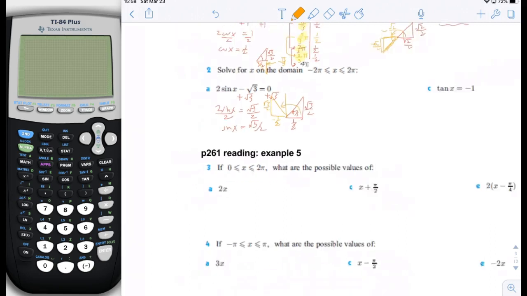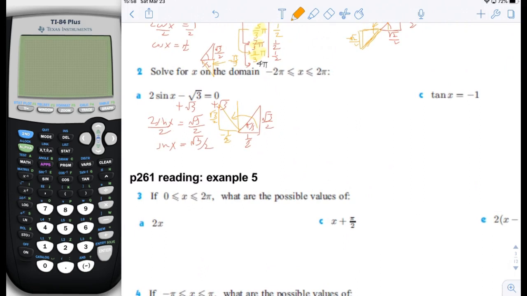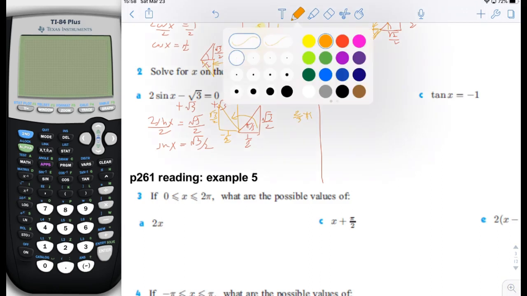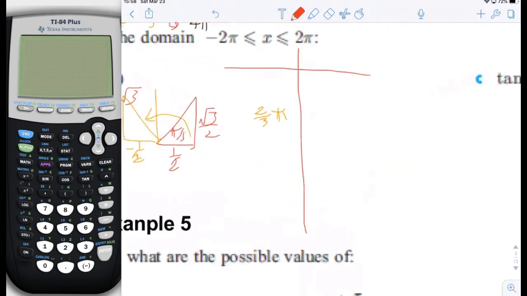Okay, so now you know why I asked you to be able to figure out sine and cosine values from 0 to 360, right? So what did I say again? It was 2/3 pi, right? So 2/3 pi is the orange one. And the red one was pi over 3.